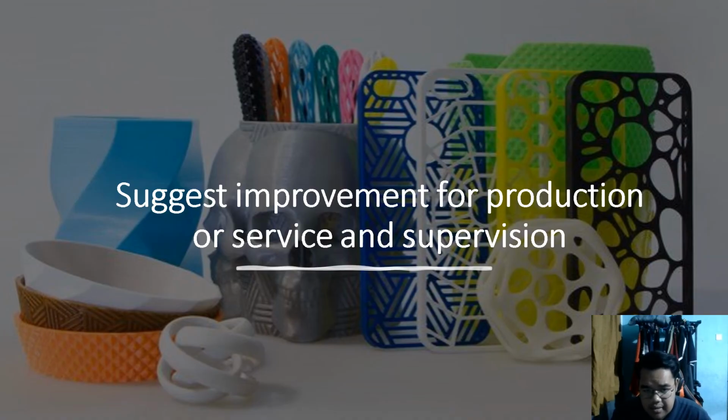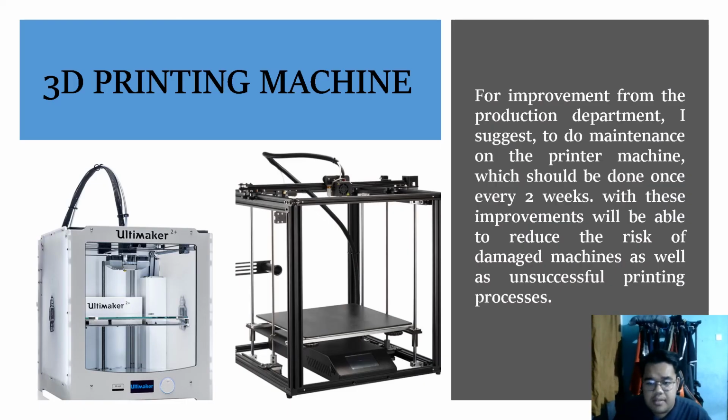The suggested improvement for production or service and supervision: for the production department, I suggest doing maintenance on the printer machine once every 2 weeks. With this improvement, the machine will be able to reduce the risk of damage as well as unsuccessful printing processes.